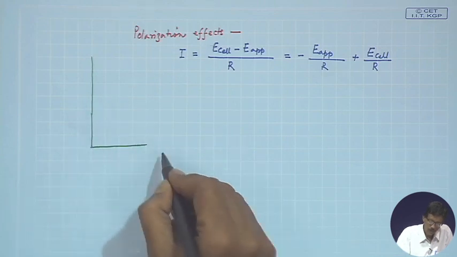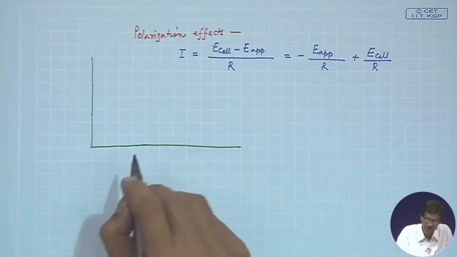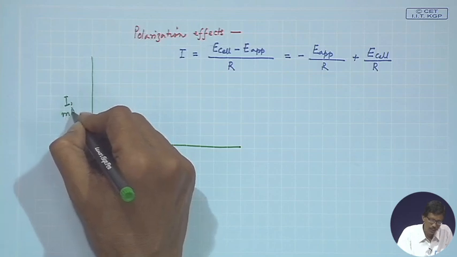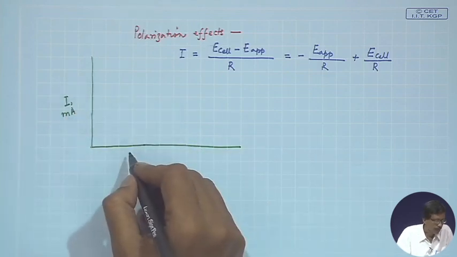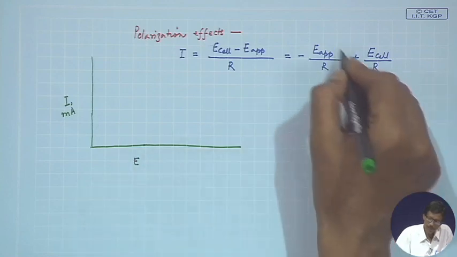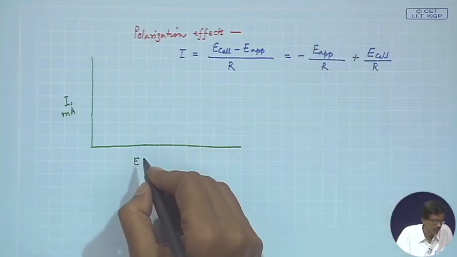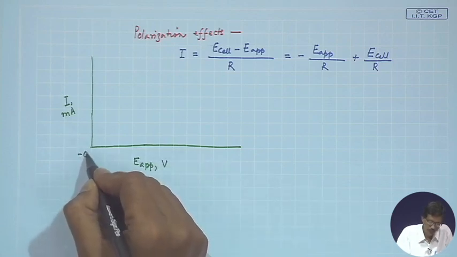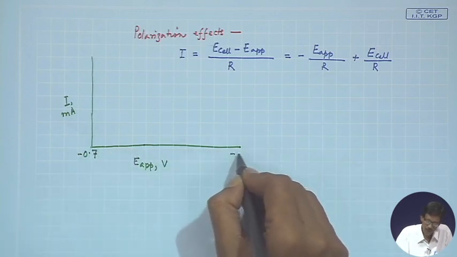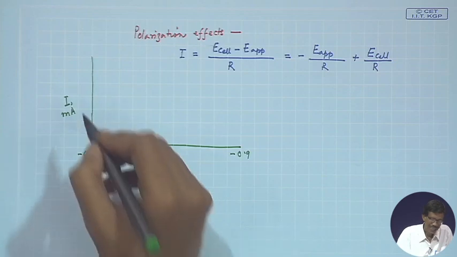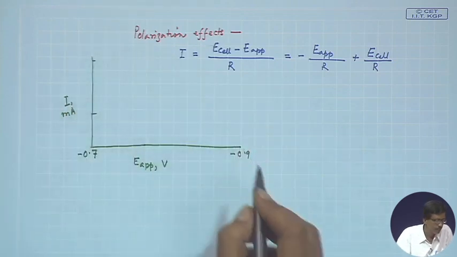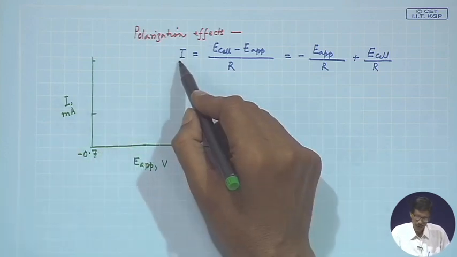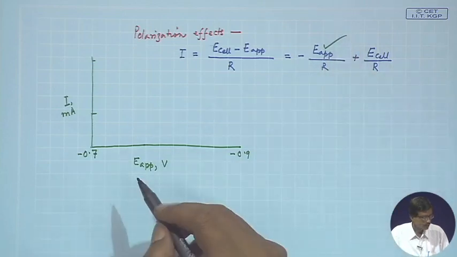Now, we want to plot it to see how the variation goes if we monitor the current in milliampere against the corresponding E app. So, E app in volt, starting from 0.7 volt to minus 0.9 volt, and current is basically 4 ampere to 8 ampere. So, in this particular case, I is plotted against E app.